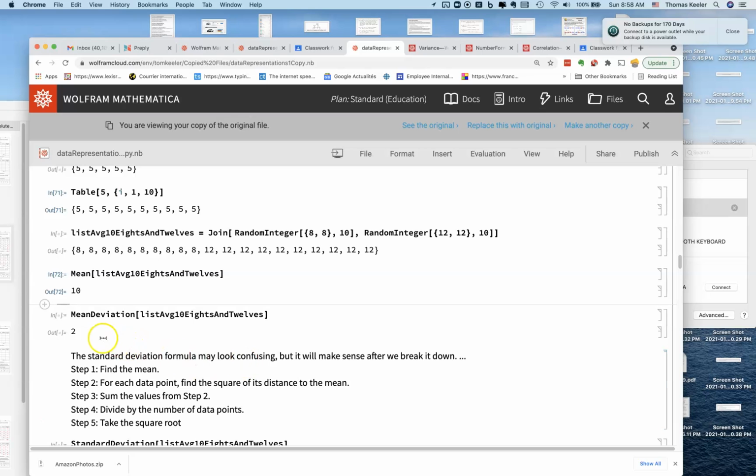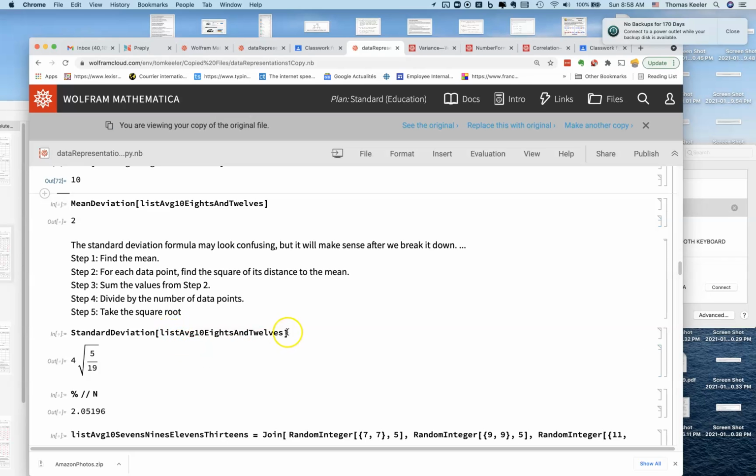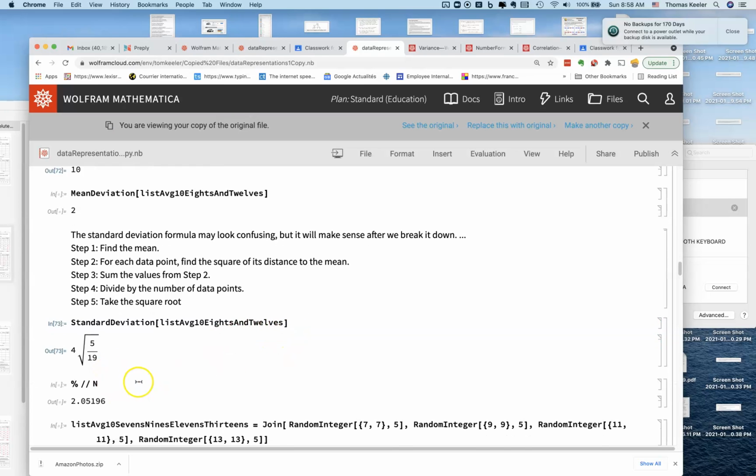Okay, it is 10. Okay, and how far are we from there? We are 2 away. Okay, what's the standard deviation of our list of 8s and 12s? Okay, so it is. So then we say, all right, so we just do this one, and now we say, okay, well, I can't really compare those very easily, so I'm going to put in standard deviation, and then that / n, and I get it's 2.05. So in other words, the standard deviation and mean deviation on that have hardly any changes at all.